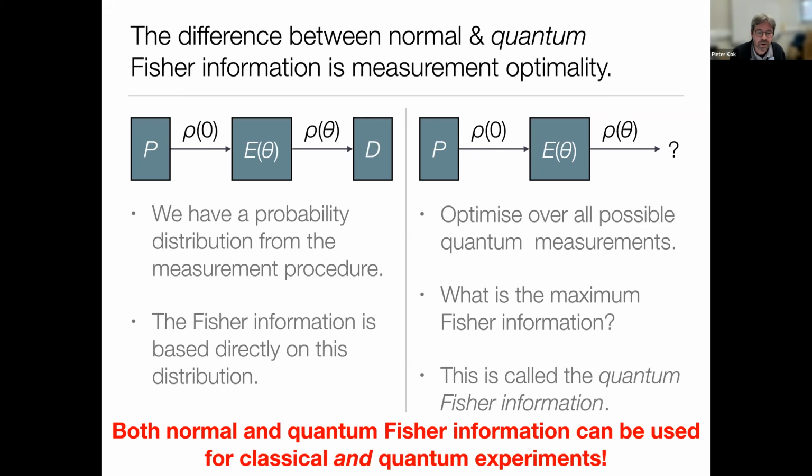And it's something really important. Both the normal Fisher information and the quantum Fisher information can be used for classical and quantum experiments. So as long as you have a quantum mechanical model for your system, even if it's a classical system, by means which we'll see later, you can still calculate the quantum Fisher information. You just need a quantum mechanical model for it. So those are the two things. The Fisher information tells you how much information do I get out of a measurement. The quantum Fisher information tells me how much information is there actually in the state before I make the measurement.